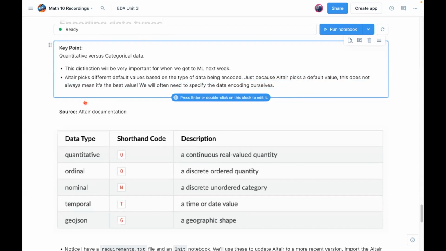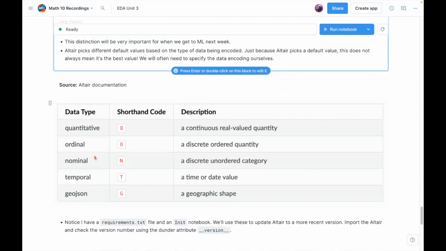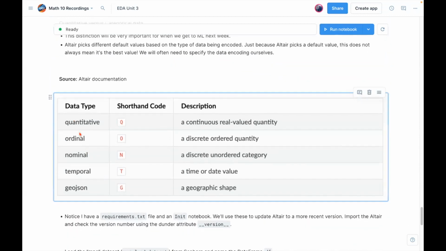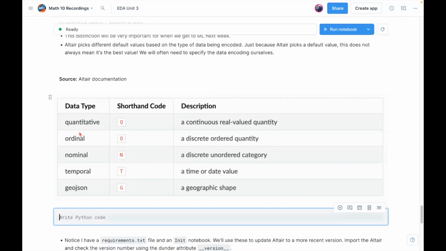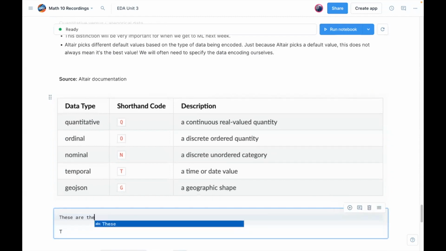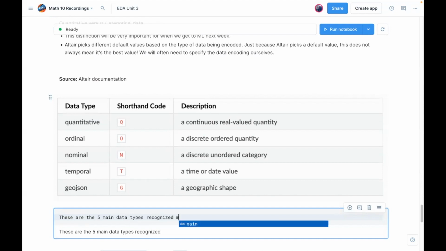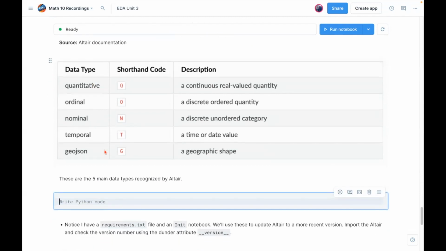From the Altair documentation, I have the 5 main data types that are recognized by Altair. So let's talk a little bit about each of them.